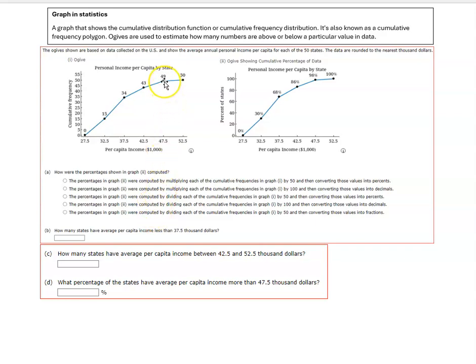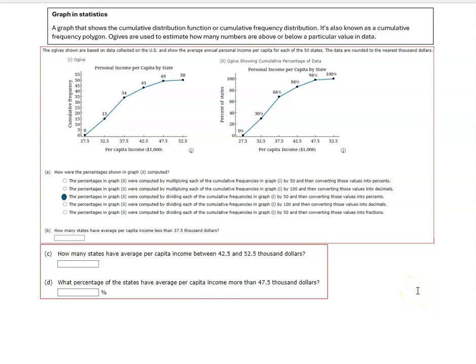Now think about what you just did. You did 49 divided by 50. So the percentages were computed by dividing each of the cumulative frequencies by 50 and converting to percents. Okay, that sounds like the answer, but let's knock out the other two just to be sure. Dividing the cumulative frequency by 100, then converting to decimals. No, we don't have 100 states. Dividing the cumulative frequency by 50 and converting them to fractions. Nope, there's no fraction. It's percentage. So in that case, we can see the answer is number 3, or the third one. That's my way of filling it in. Sorry. Okay.